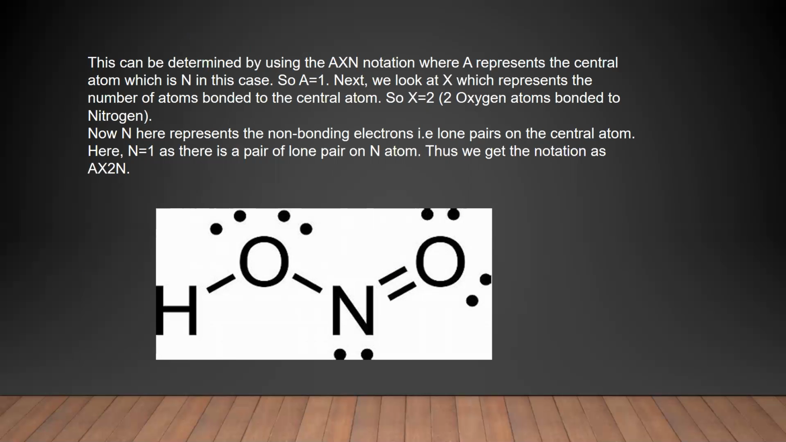So here is the structure. Here we can see that nitrogen has one lone pair and it is bonded to two oxygen atoms, with a double bond to one oxygen and a single bond to the other oxygen atom, which is also connected with the hydrogen atom, and both oxygen atoms have two lone pairs on them. Here our presentation ended.